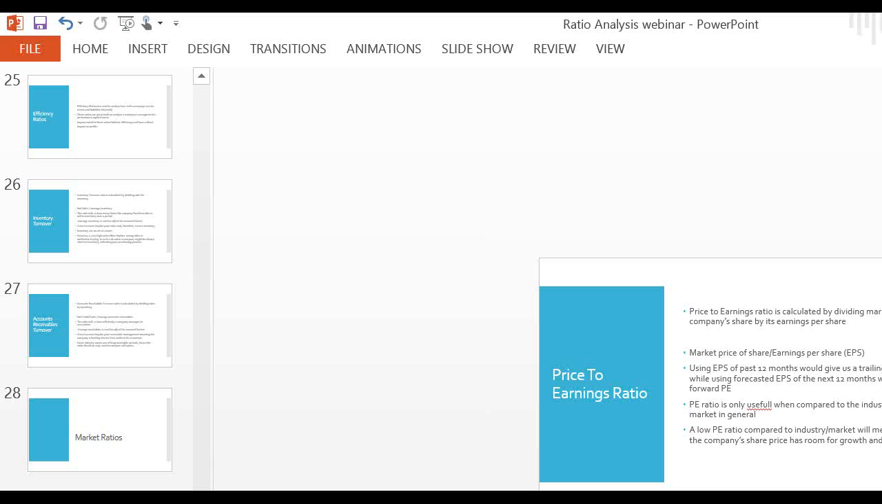So this is pretty much it about the ratios. What we'll do now is an example and see how to make a ratio dashboard in Excel.